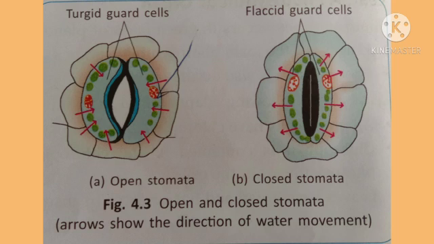When the guard cells fill with water, they become swollen up, turgid, and bulge outwards. And when they push outwards, the inner walls open the stoma. When the guard cells lose water, that is when the sun is setting, they become flaccid, decompressed, and this causes the inner walls to move and close the stoma.